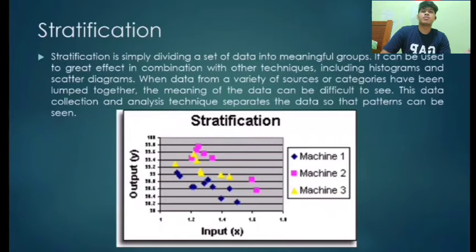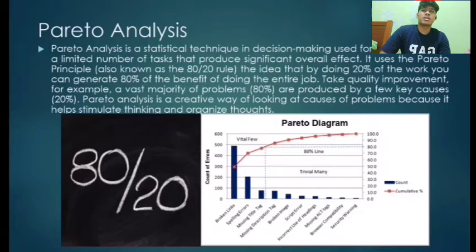Stratification is simply dividing a set of data into meaningful groups. So stratification is almost the same as scatter diagram. We have the Pareto analysis. Pareto analysis is a statistical technique in decision making used for the selection of a limited number of tasks that produce significant overall effect. It uses the Pareto principle, also known as the 80-20 rule. The idea is that by doing 20% of the work, you can generate 80% of the benefit of doing the entire job. So sinabi nga dito that doing the 20%, magpo-profit naman yun or magkaka-benefit ng 80% of the job.